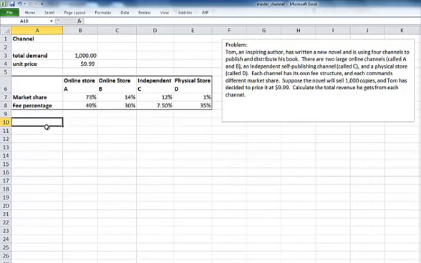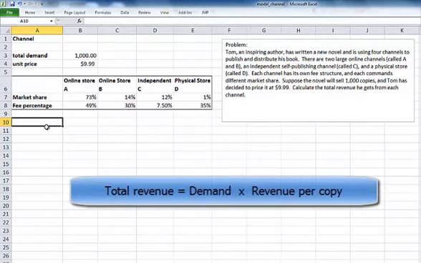Now let's think about the logic here. In order to get the revenue from each channel, we need to know the following 2 quantities. One is the unit revenue, how much Tom will get from selling each copy of the book. And we also need to know the demand for each channel. Once we know the 2 quantities, the total revenue from each channel will just be the multiplication of the 2.